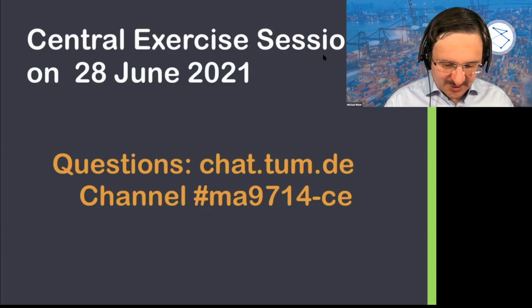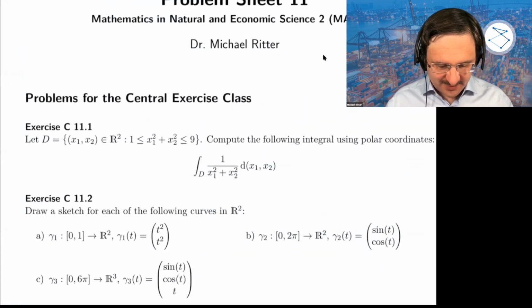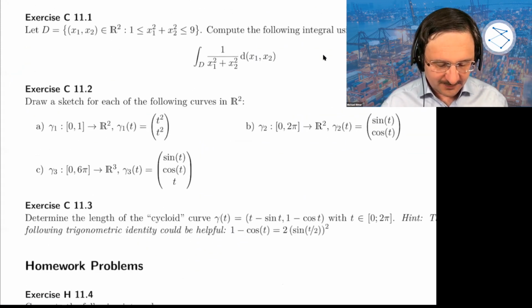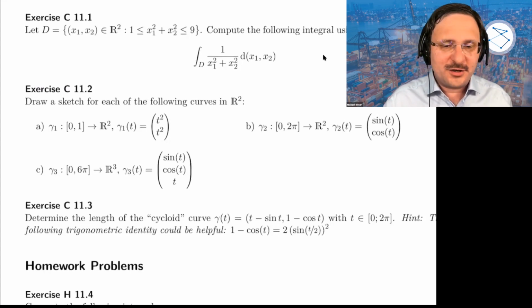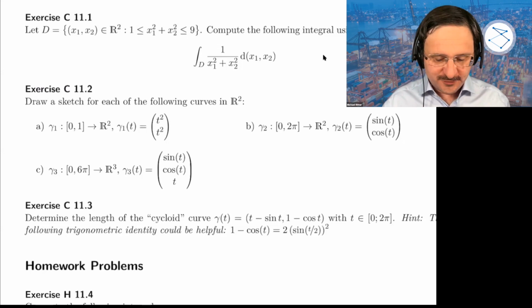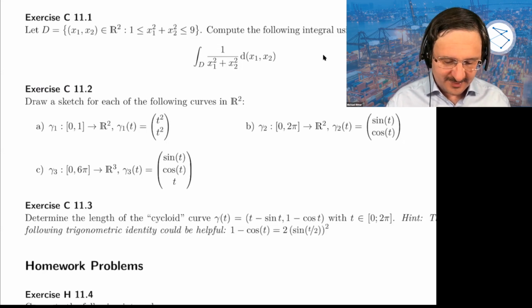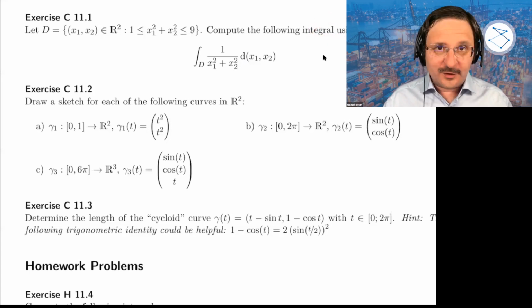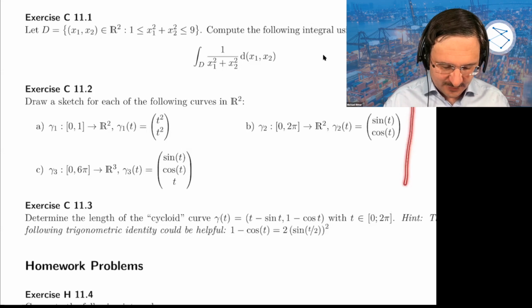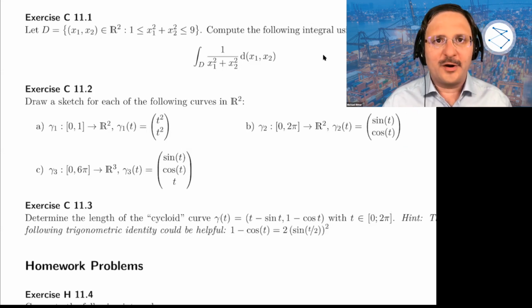We'll be discussing sheet number 11 today. So here's sheet 11. Main topics of that sheet are integration using the change of variables formula. And in particular, we'll discuss integration using polar coordinates as an example for that. And then we'll discuss curves. So C11.2 and 11.3 are about curves in 2D and 3D space.